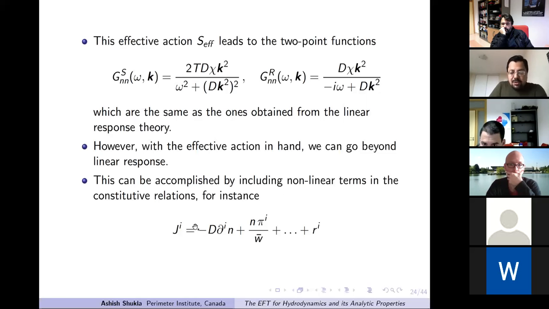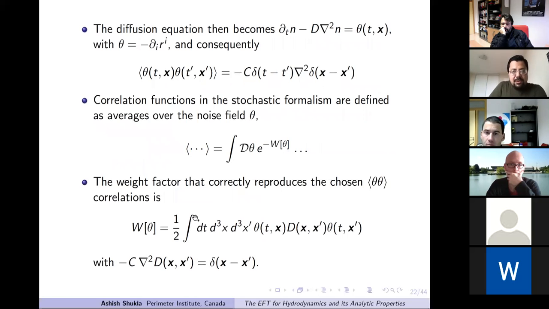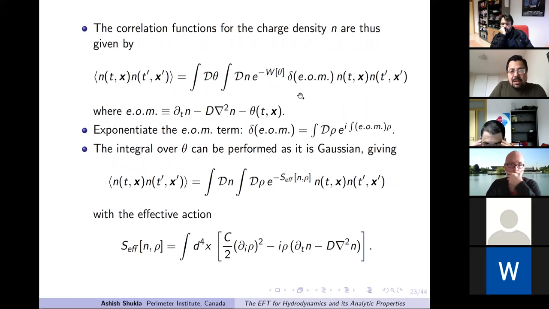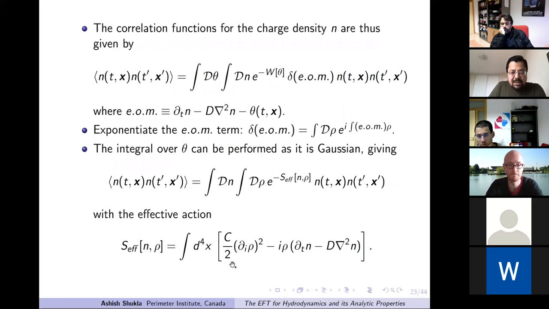Once you have this constitutive relation, we do exactly the same steps as before, integrate out the equation of motion. The equation of motion, by the way, will now be slightly more complicated, because when you compute del I ji, I will have a term which is minus d grad squared n, but I'll also have terms that come when del I acts on n pi I by w bar, or when del I acts on any other non-linearities that you're including, okay?